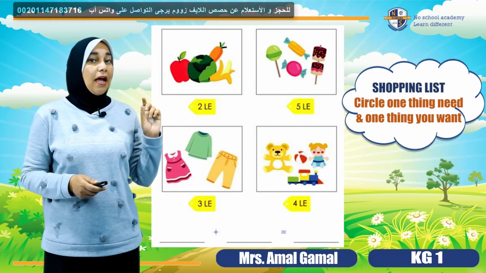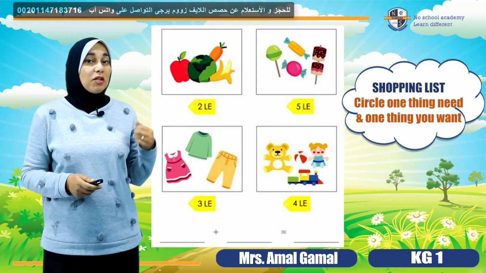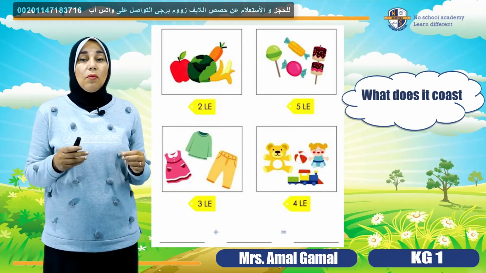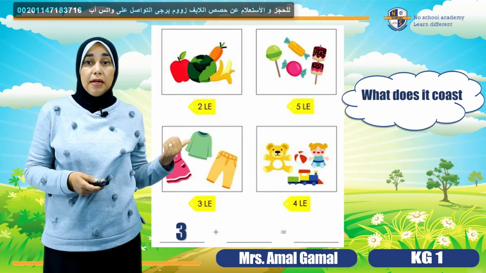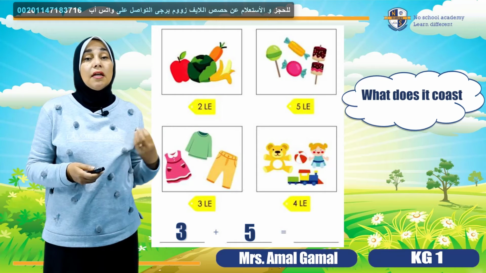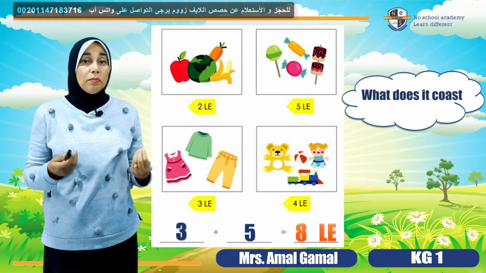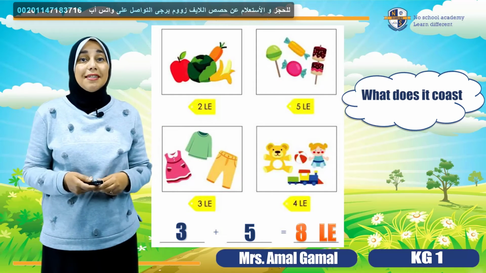I need to find how much money it costs so I would know how much money I will pay. So what does it cost? The dress or the t-shirt is 3 and the lollipop is 5. So 3 and 5, I'm having 3 plus 5. How much money will I pay? I will pay 8. 3 plus 5 is 8.